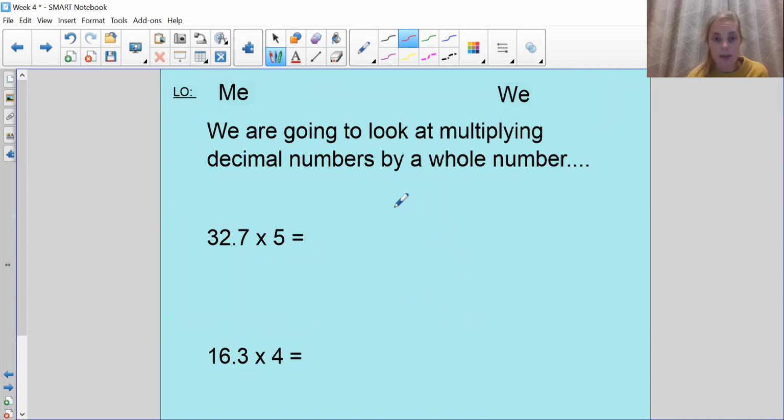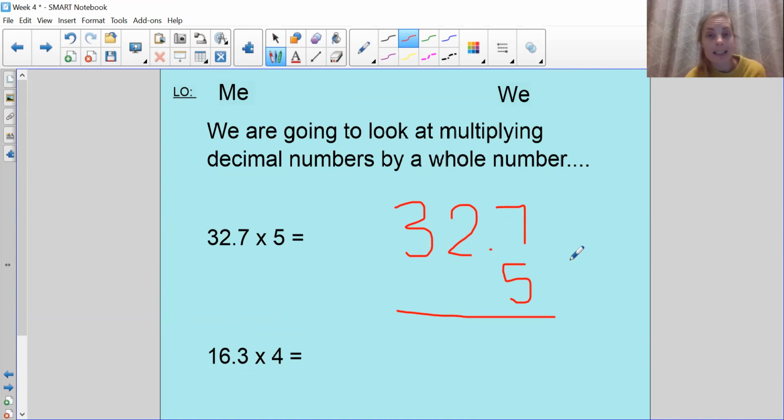Right, so first of all, we're going to set out our work nice and neatly. Okay, and now we do our multiplication as normal. Those of you who are struggling with your multiplication facts, after this lesson, go and log on to TT Rockstars or anything that you can do to practice your times table knowledge, because that is incredibly important.